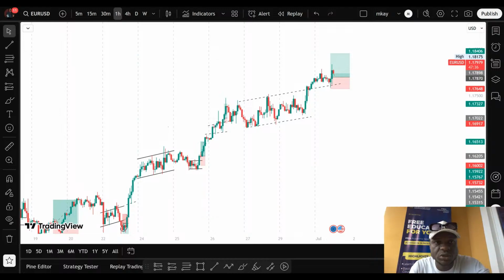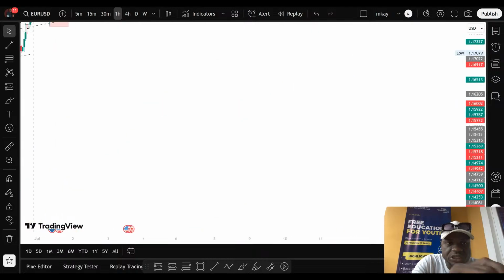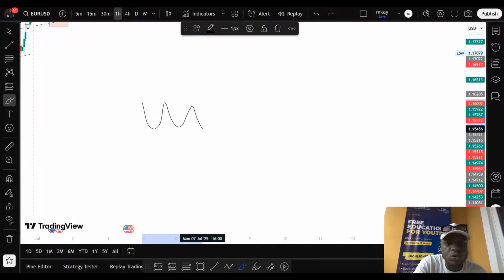Watch this, guys. Let me shift this away and just show you a white screen. So we are all already used to the ranging market. What is a ranging market? Where we see buyers and sellers agreeing on a particular price.